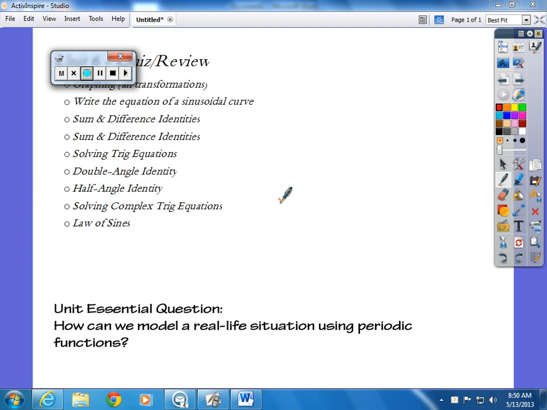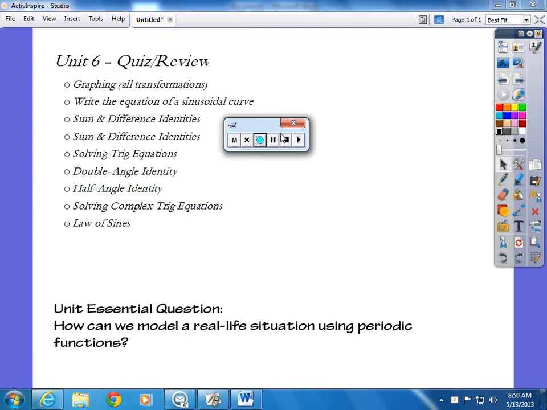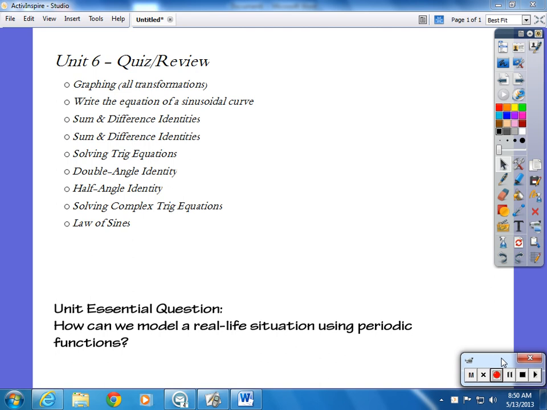Okay, here we are with the Unit 6 quiz/review. Hopefully all of you get this tonight and make necessary fixes and changes to your quiz and turn it in tomorrow and get the best grade possible. Hopefully this helps you review and learn how to review for a math test, okay? That's the most important part here.